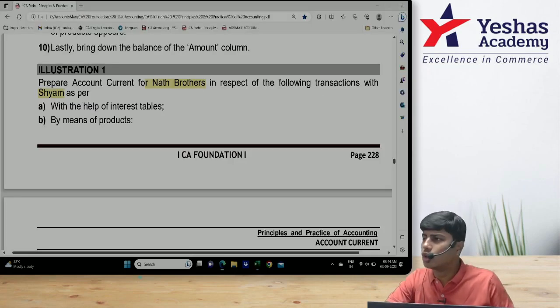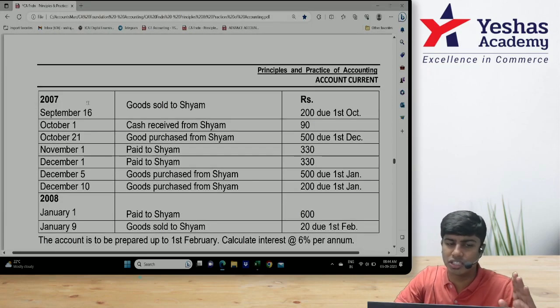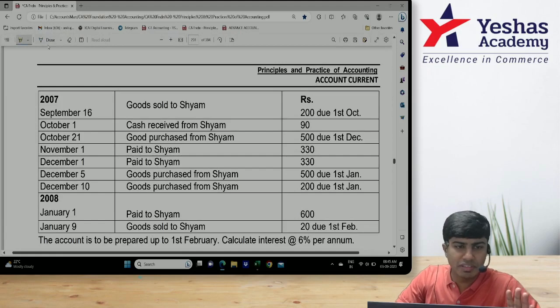Very good. Now, don't worry about the topic of account current. Just focus on the ledger. Let's start with the first transaction. What is the first transaction? Goods sold to Shyam. Cash.